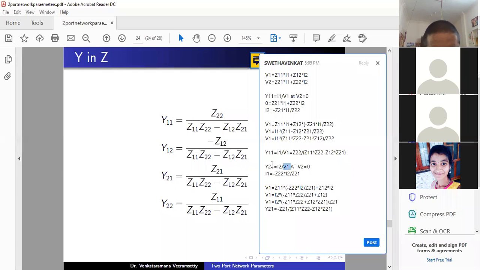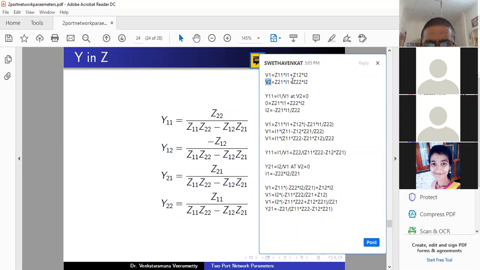Actually, if you want to find the y21, so y21 equal to I2 by V1 at V2 equal to 0, right? So V2 equal to 0 means we are keeping V2 equal to 0 here. Then we have 0 equal to Z21 into I1 plus Z22 into I2. Actually, if you want to calculate the y21, we require the I2 by V1.